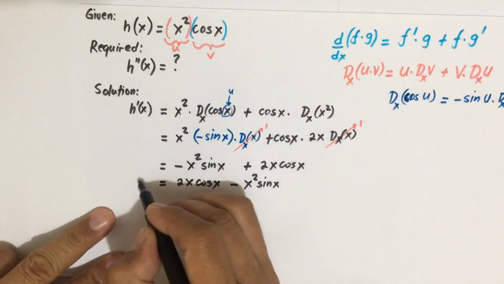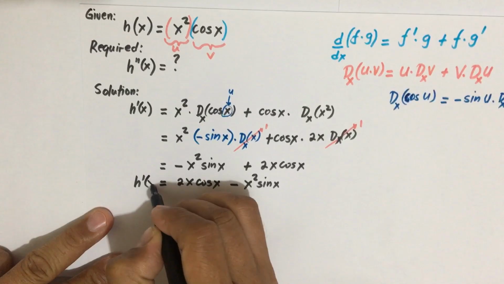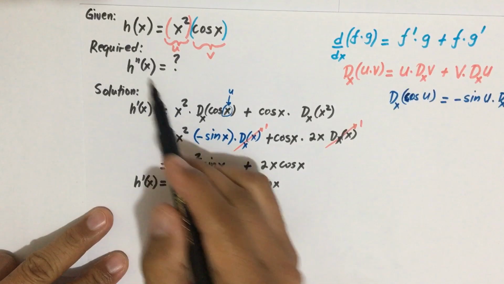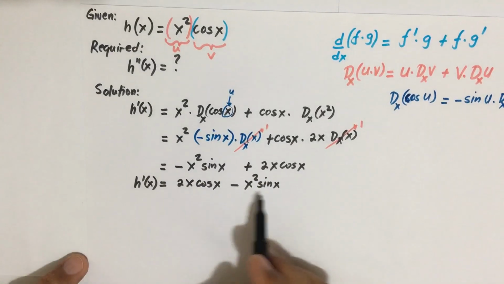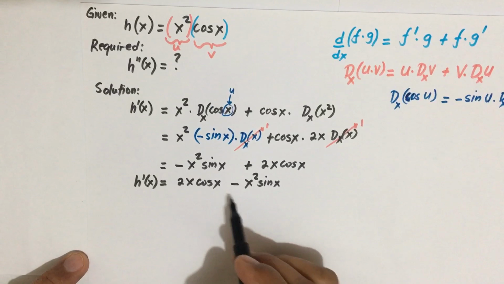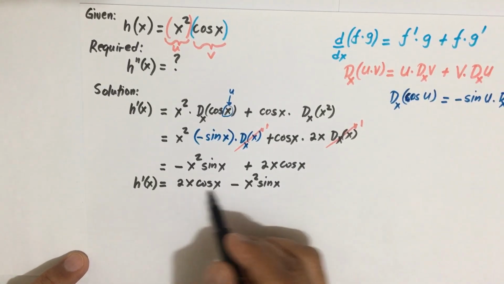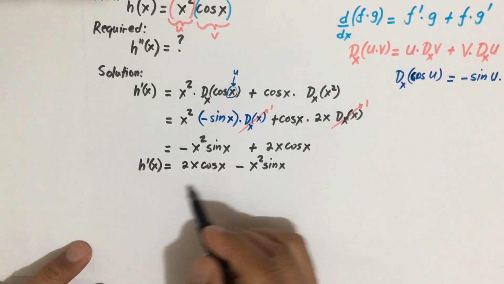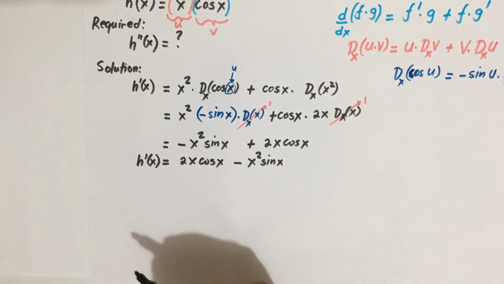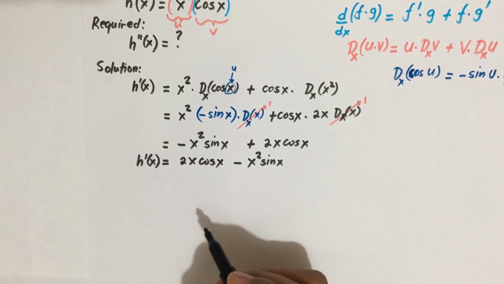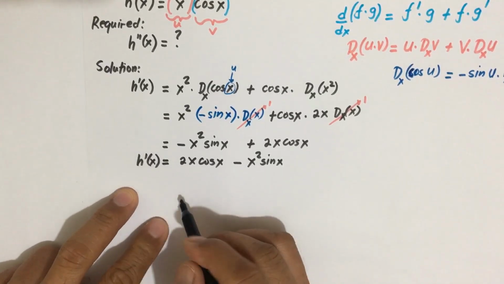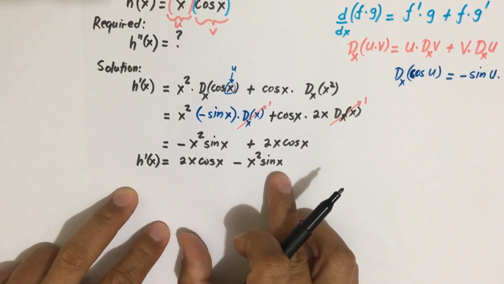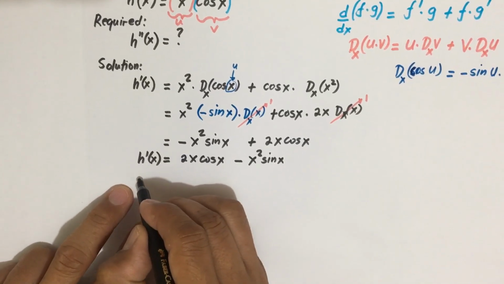Okay, so we're just done with h prime of x, but we are asked to solve for h double prime of x, or the second derivative of the function. Here you can factor out common terms, but let's just retain this expression as is so that we can proceed to the next steps in finding the second derivative. Now this is also a function. Our first derivative is a function of x, so we can now solve for the second derivative.